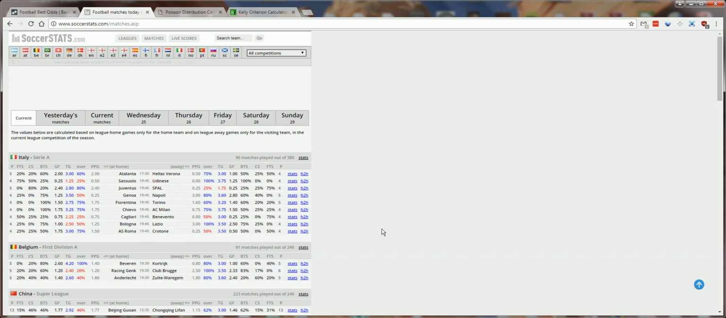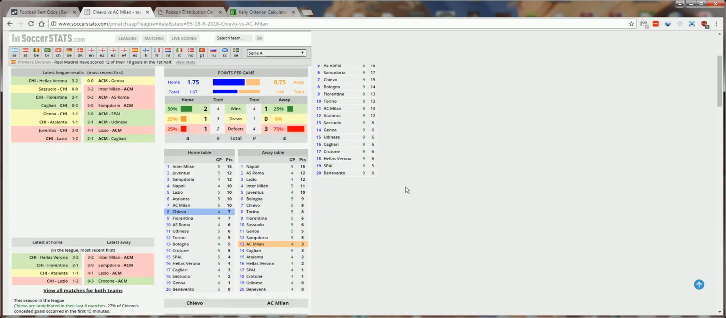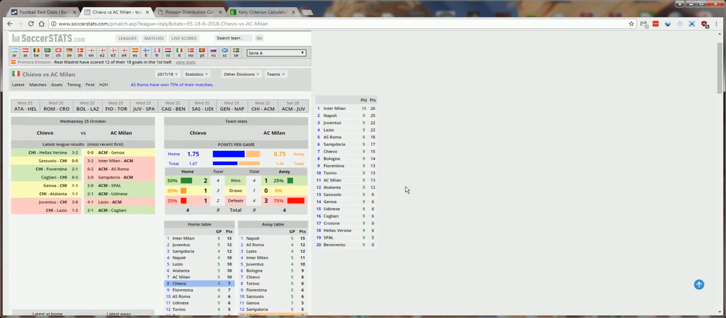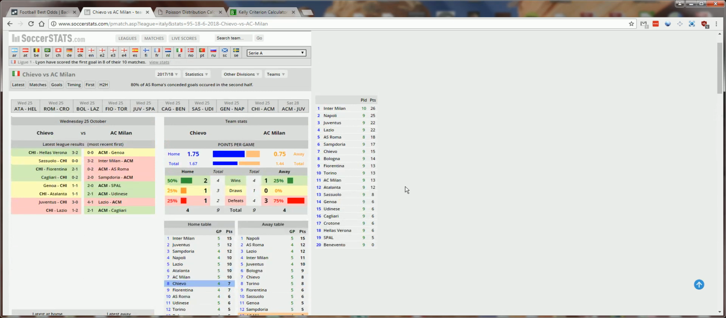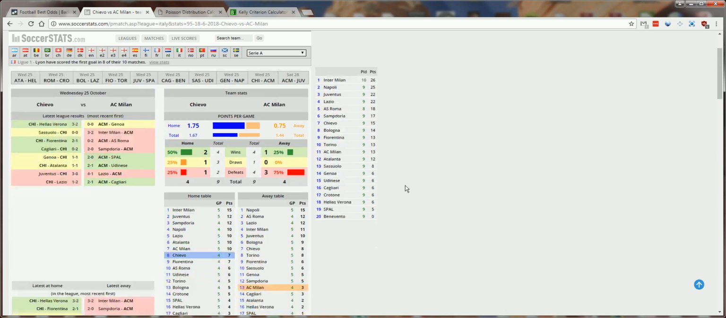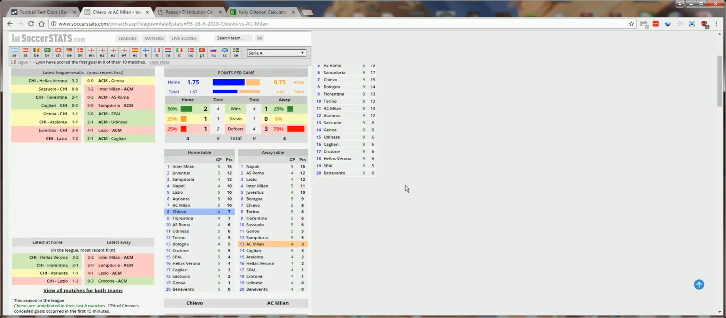So we'll get into the Chievo game. So let's just have a look at this first. I'm not going to bother looking at the odds first. Actually I know what they are, but to start with I wouldn't bother with this. Now everyone thinks AC Milan should win this one. Yeah, no problem whatsoever. Right, okay. So let's have a look.